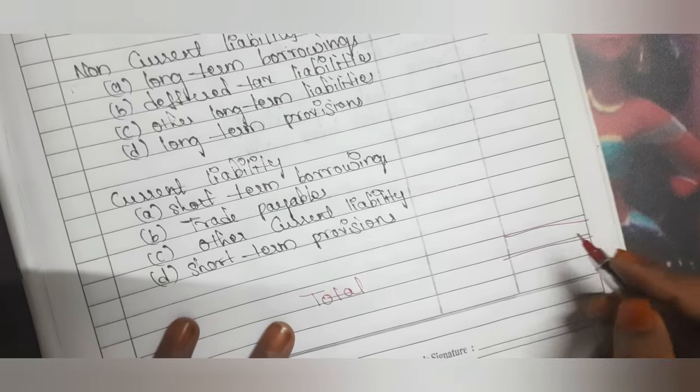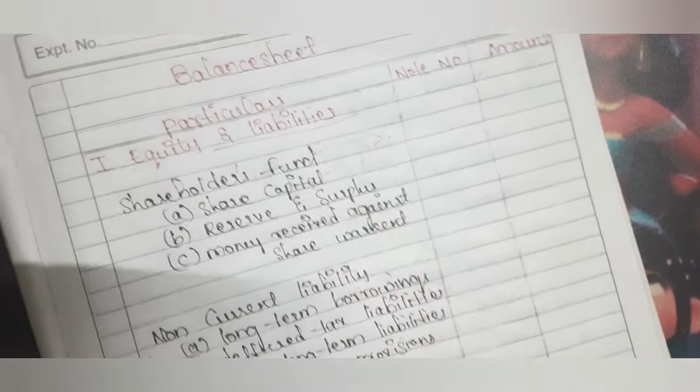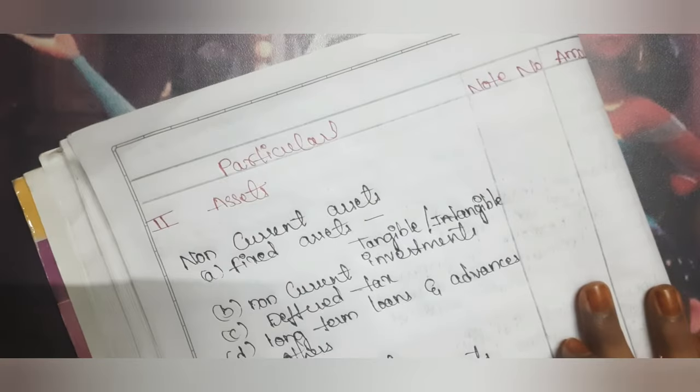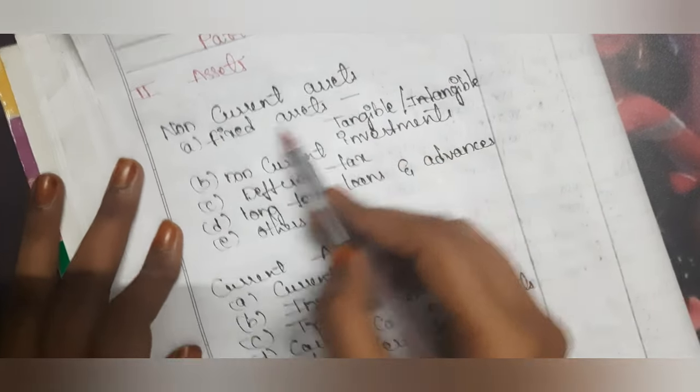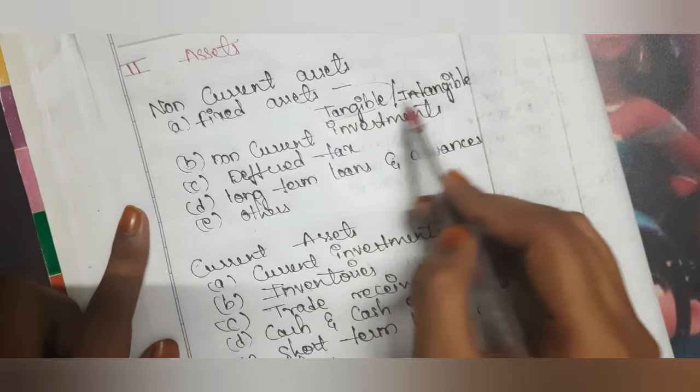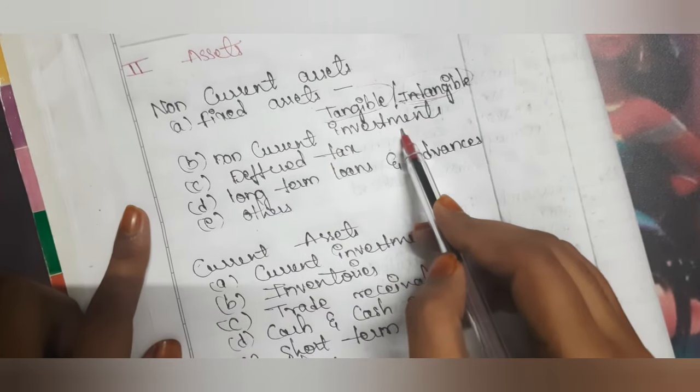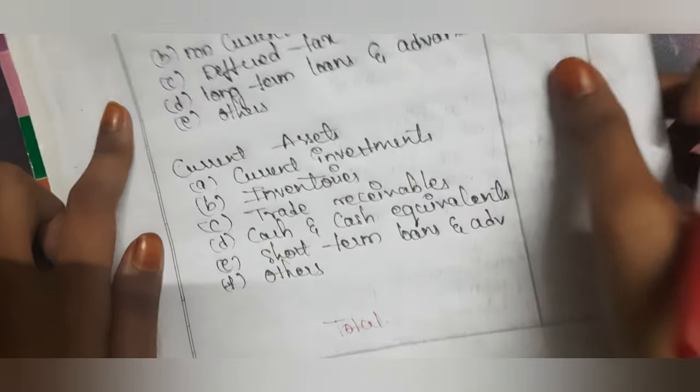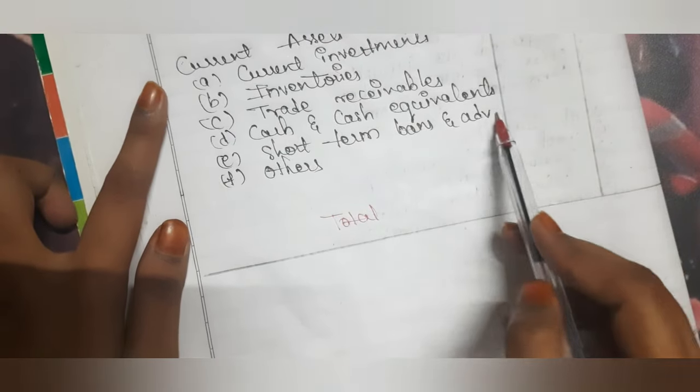Okay, then we have, after this liabilities, we will be getting the total. We will be getting the totals after this equity and liabilities. Okay, now we are having assets. Assets also same particulars, note number, amount. In assets we have non-current assets, fixed assets we are having, in which we have tangible and intangible. Then non-current investments we are having, deferred tax, long-term loans and advances, others. Then current assets में आप लोग देख लो क्या है.